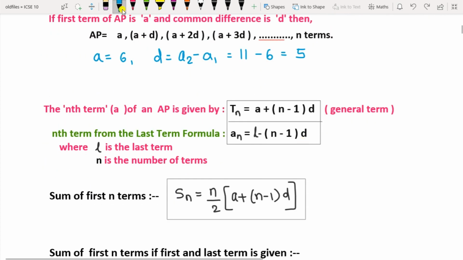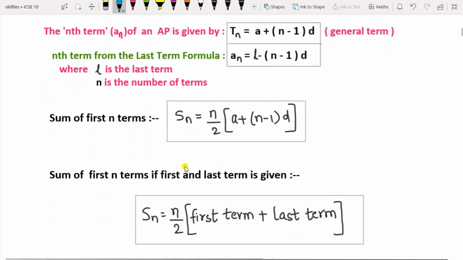Now the nth term of the AP, which can be written as an or Tn, is given by Tn equal to a plus (n minus 1)d. This is the general formula to find the value of the nth term. And the nth term from the last term formula: if the last term is given to you, then you can find the nth term by using the formula an equal to L minus (n minus 1)d, where L is the last term and n is the number of terms.